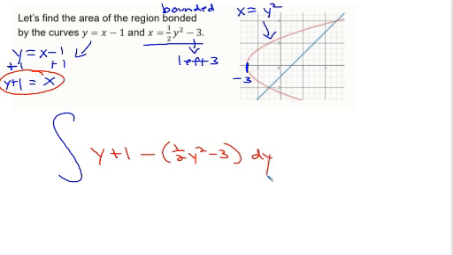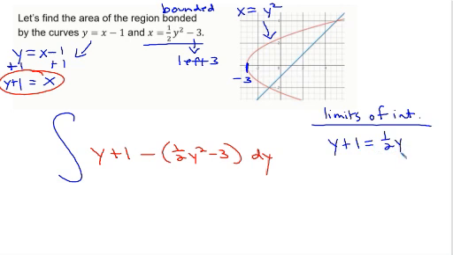What about the limits of integration? Well, they didn't give them to us. They often don't. So if I'm going to find the limits of integration, I need to set the two functions equal to each other in terms of y. So I'm going to set y plus 1 equal to 1/2 y squared minus 3. Now, if it were me, I'd multiply everything by 2 right now, just get rid of fractions. So you have 2y plus 2 equals y squared minus 6.